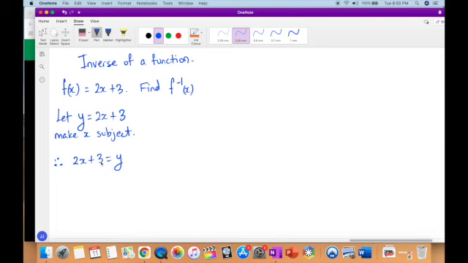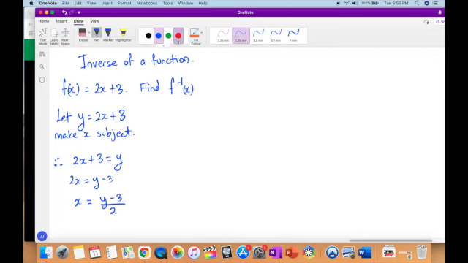So I throw over the 3, so I'll get 2x is equal to y minus 3. And now I throw over the 2, so I'll get x is equal to y minus 3 over 2. So all I did was make x the subject. And now here's the hardest part, the part that everybody gets wrong.